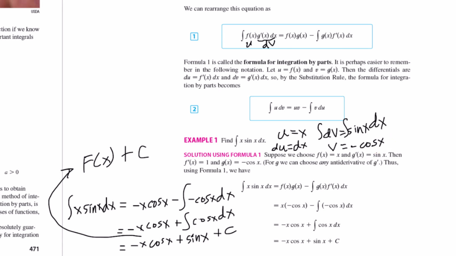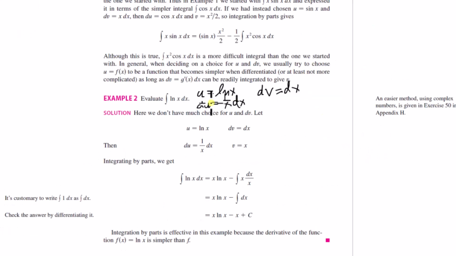That's the idea. Okay, so u is equal to natural log of x, differentiate both sides, and then multiply both sides by dx to get the differential. du is equal to 1 over x dx. dv is equal to dx, integrate both sides, v is equal to x.